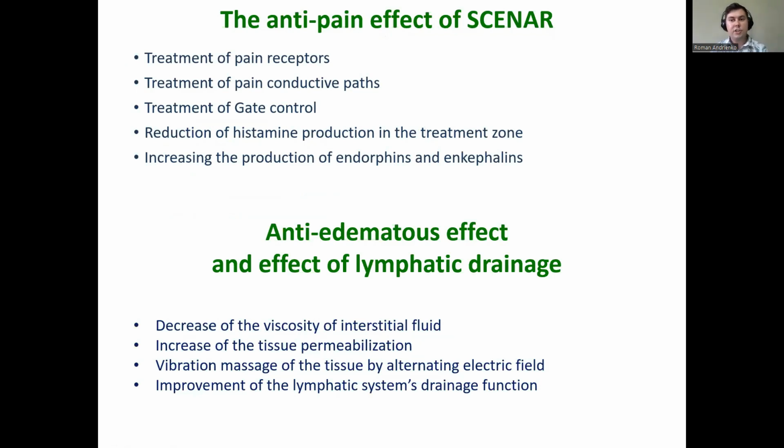And now let's touch ground a little bit and stay at certain effects for a little bit longer. What is included into the analgesic effect or anti-pain effect? First, treatment of pain receptors. We address them directly with scanner signal. We treat the nervous conductive paths, so we block the pain because we are overcharging the nerves with scanner pulse. We treat the gate control, which is also responsible for transmitting the pain signals.